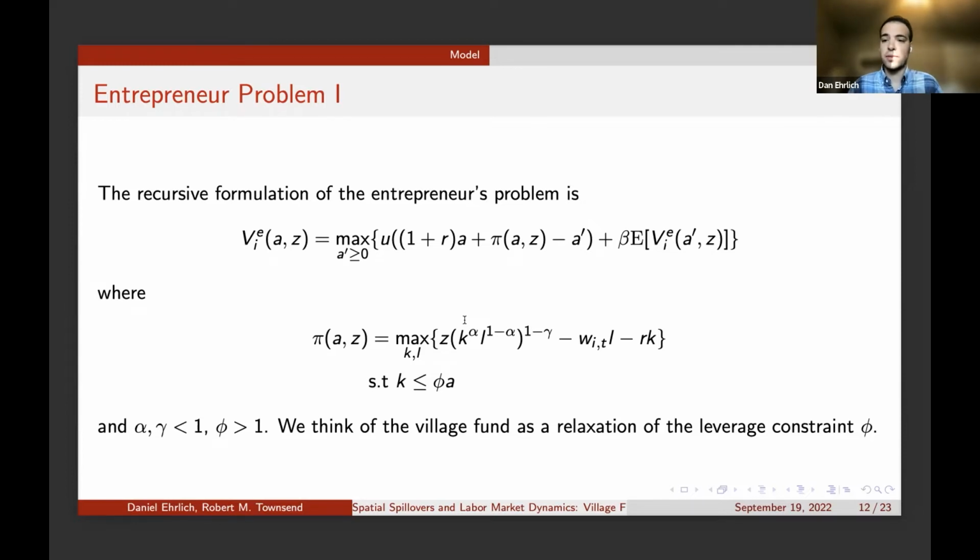Whether or not this is an assumption, I can't really tell you, but this is part of ongoing work, thinking about the importance of migration of entrepreneurs. We're going to assume they're fixed here and produce only in the village in which they're born.